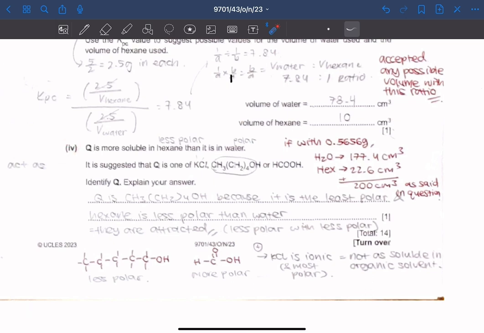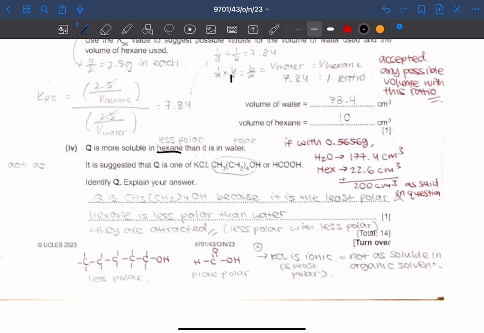Next, IV. Q is more soluble in hexane than it is in water. It is suggested that Q is one of KCl, CH3CH2CH2CH2CH2OH, which is this compound, or HCOOH, which is this compound. Identify Q and explain your answer. So in the beginning of the question, it says that Q is more soluble in hexane than it is in water.